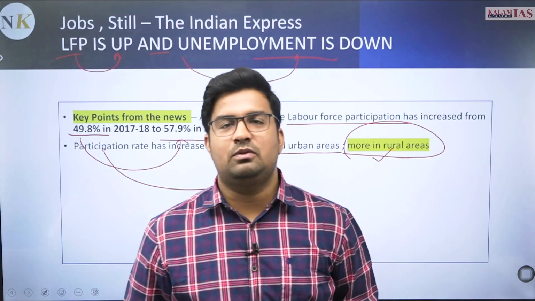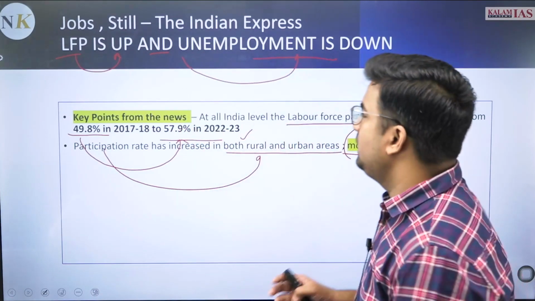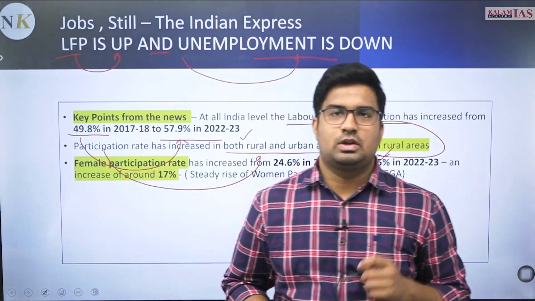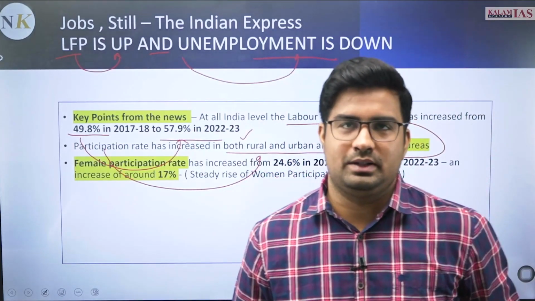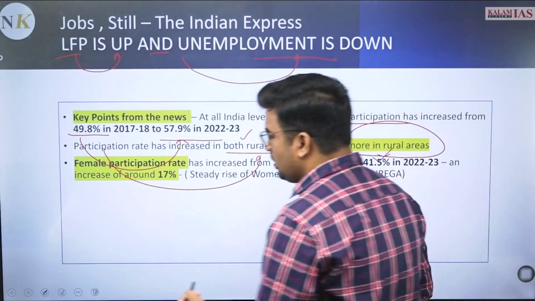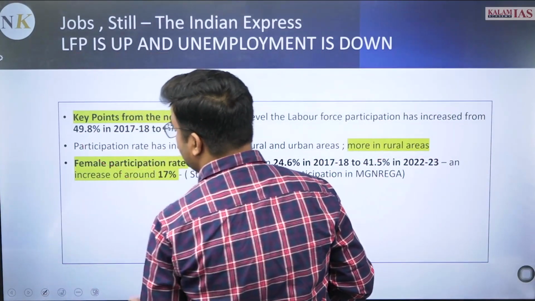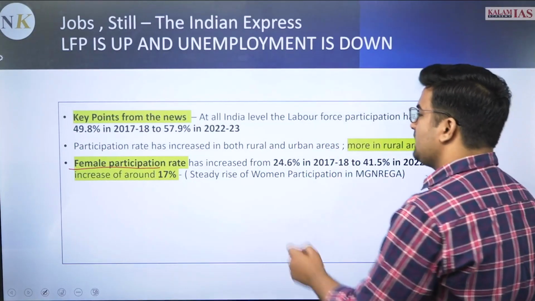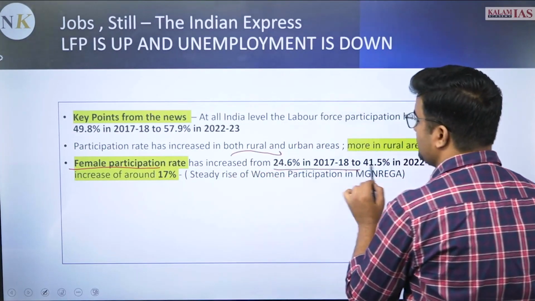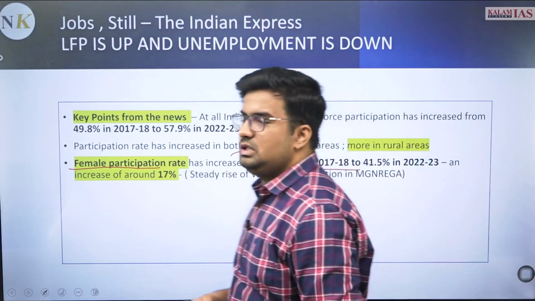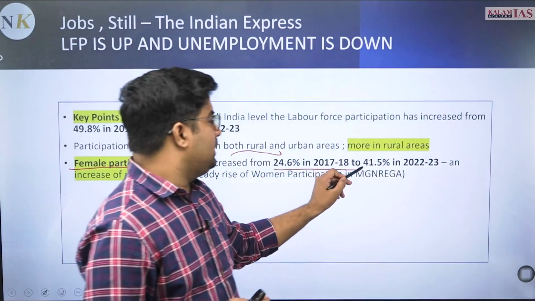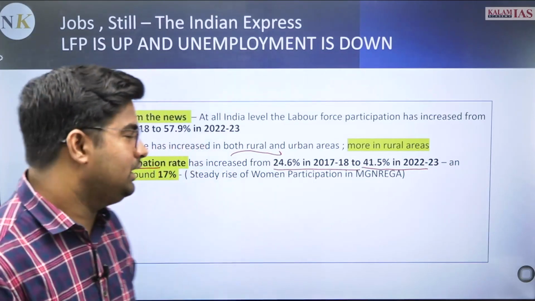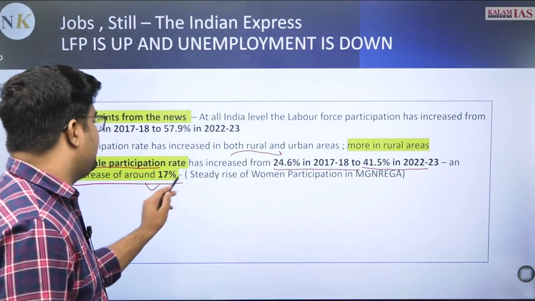Now the other part of the discussion is that the participation rate has increased more in the rural areas. So the key point: rural areas में ज़्यादा बढ़ा है participation. अब उसमें भी थोड़ा और brief में अगर हम जाएं, let's see what is happening. That shows the female participation rate has increased from 24.6% in 2017-18 to 41.5% in 2023. That shows a very significant increase of almost 17%.